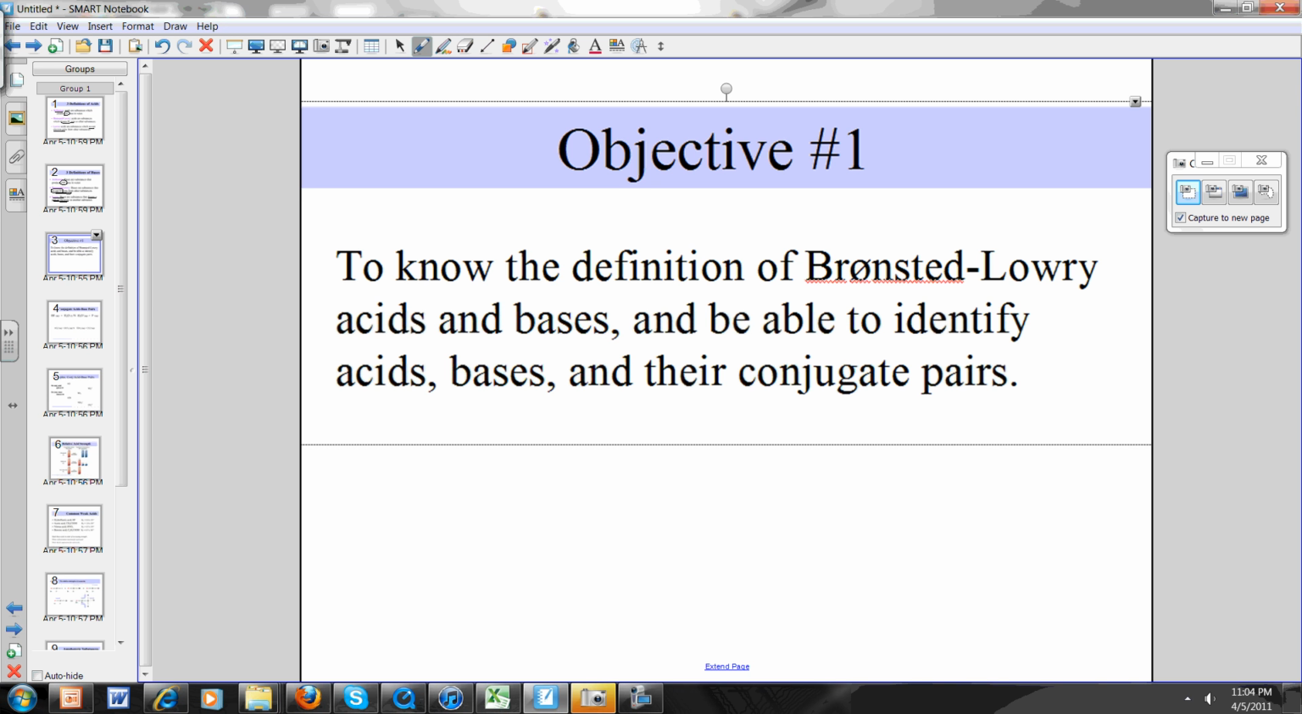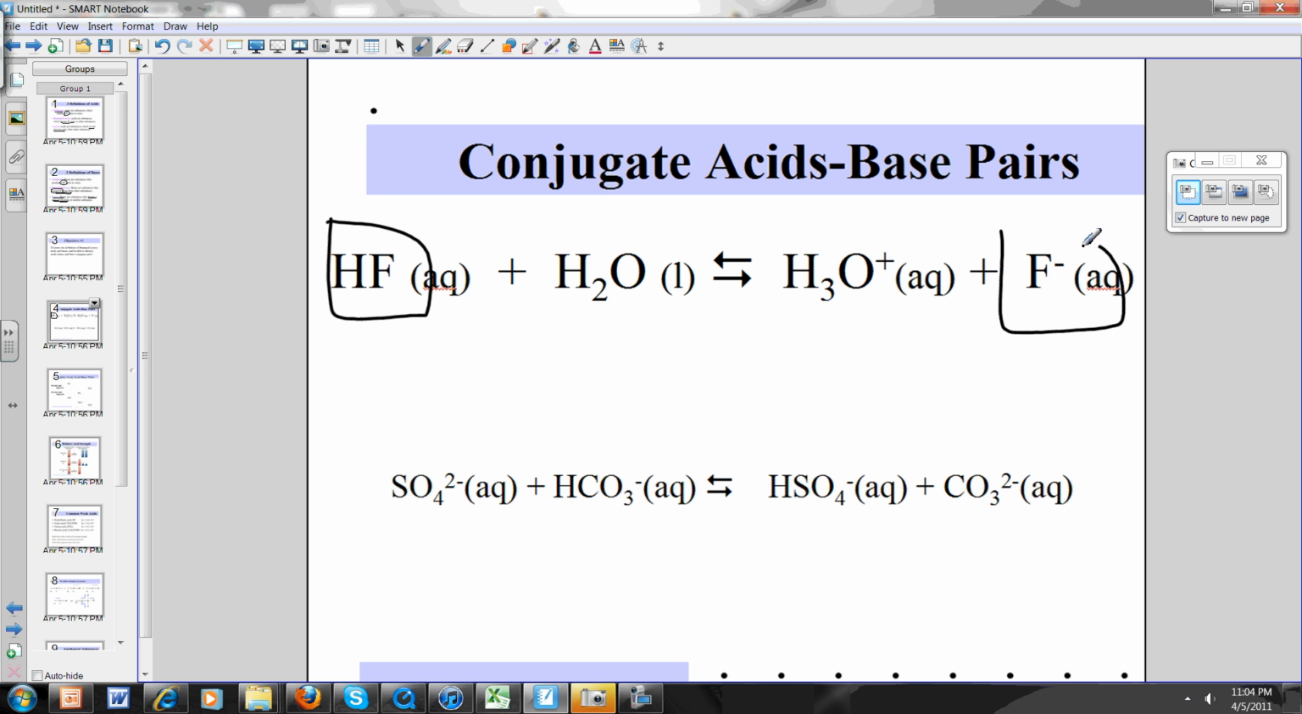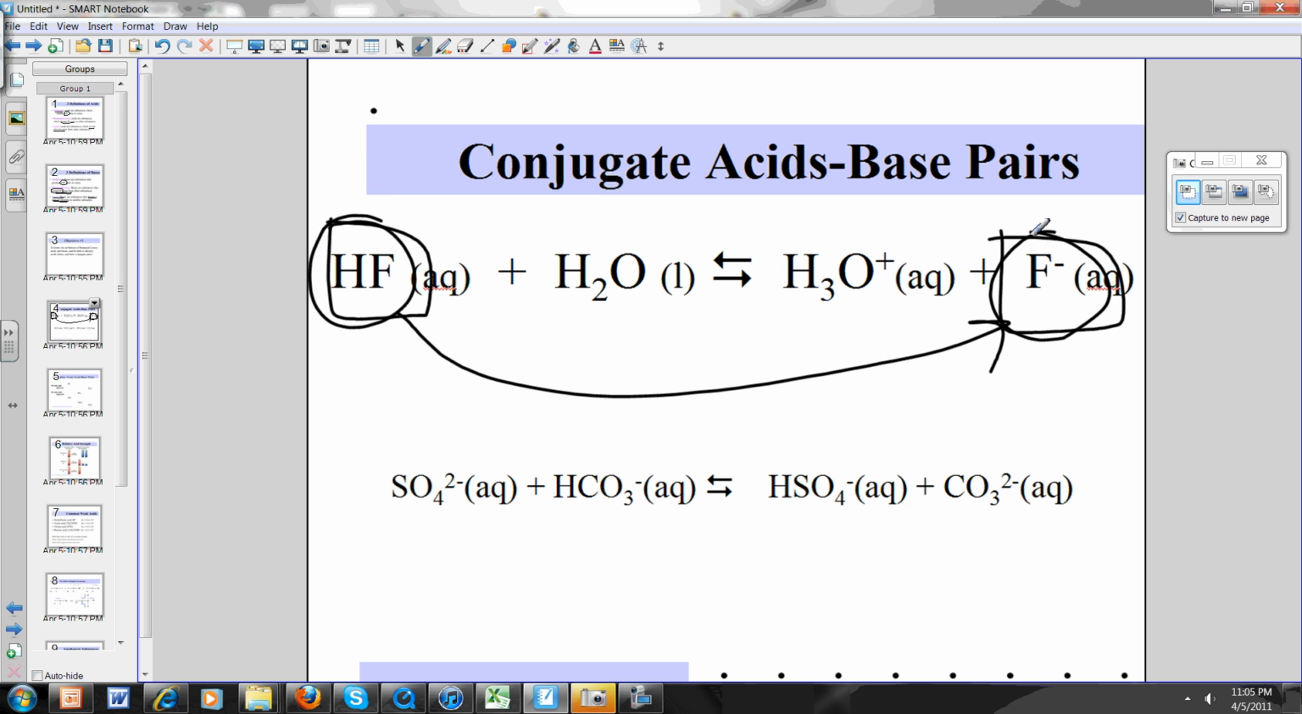One of the key things you have to do on the AP exam every year is spot Bronsted-Lowry acids or bases. The way we do that is we look at before and after. If you look right here at HF, the side before, and then after, you ask yourself, what's the difference between one and the other? It's either going to gain an H or lose an H. In this case, HF loses an H from left to right, which makes it, according to Bronsted-Lowry, an acid.